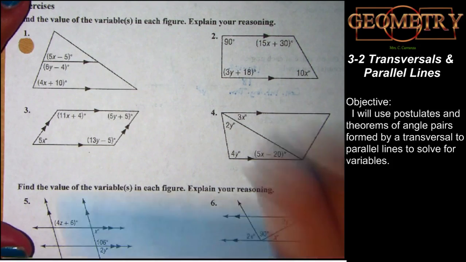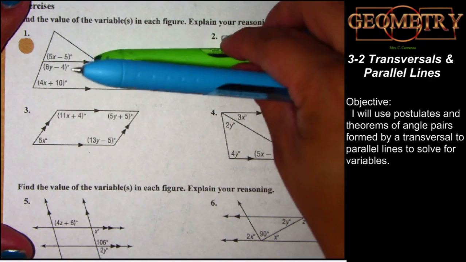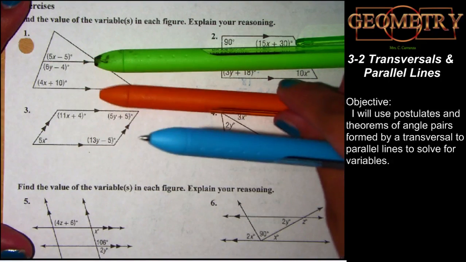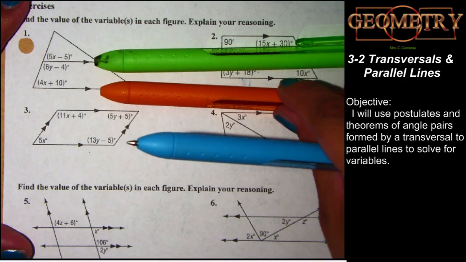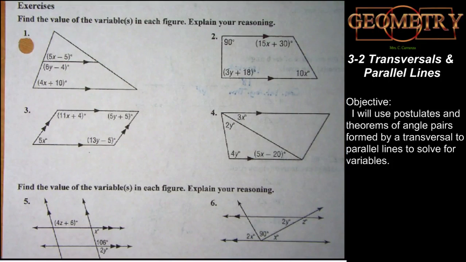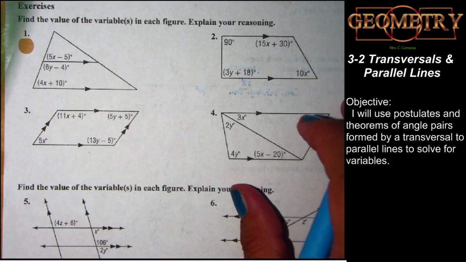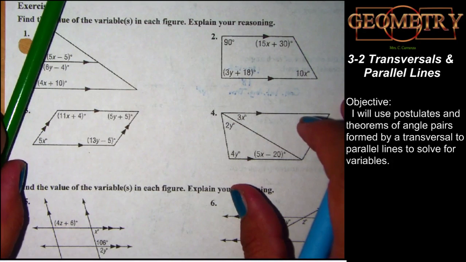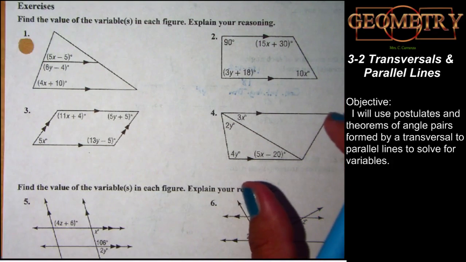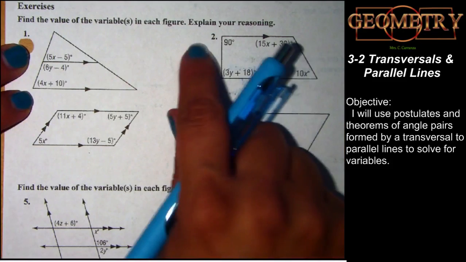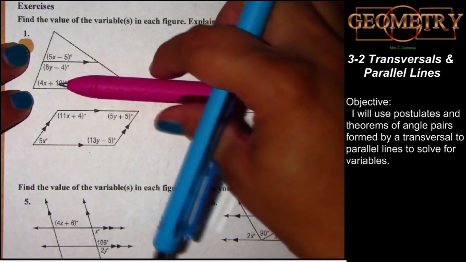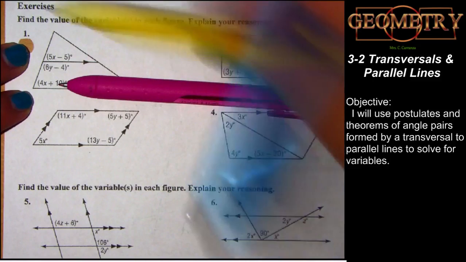For this one, in number 1, our parallel lines are represented by my green pen and my orange pen. Do you see them? Yep. Okay. And my transversal then would be this. Okay. So now if we're trying to find the value of the variables, and again explaining your reasonings, I'm going to look at the angle measures that have the x value in them.